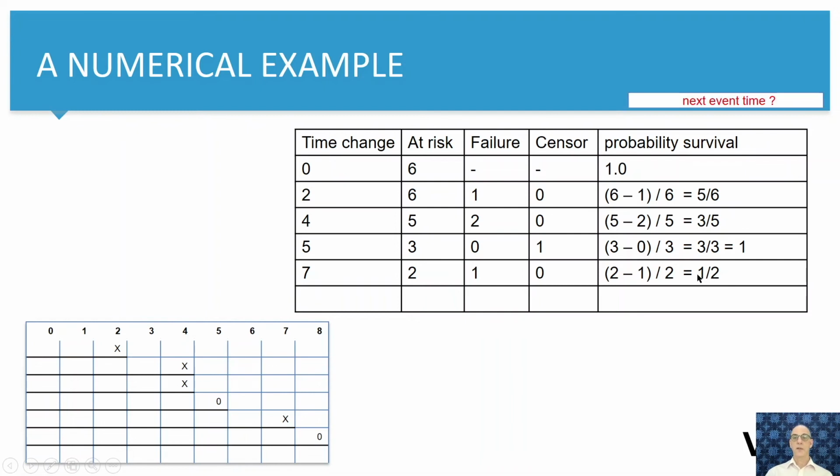And the last period is period 8. How many were at risk? That was actually 1, because this person is now no longer at risk. What happened there? There was a censoring, because it was the end of the study. How much was the survival? That is those who started minus the failure divided by those who started, which is 100%.